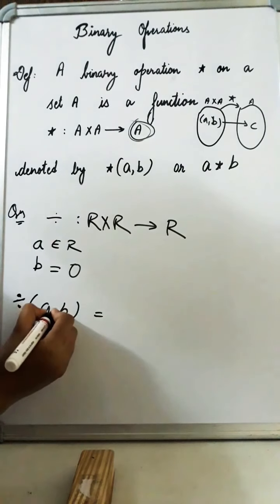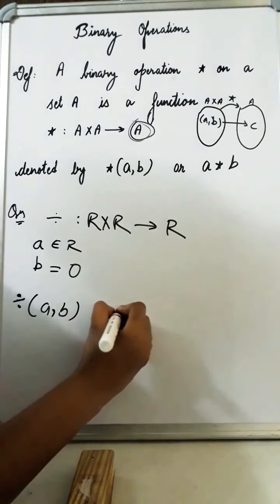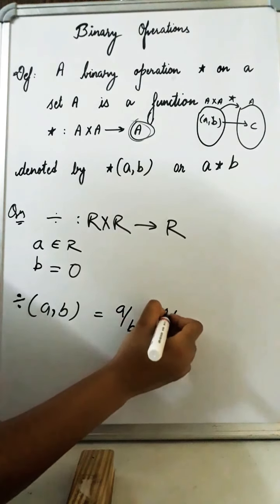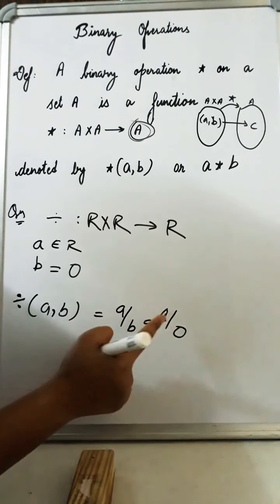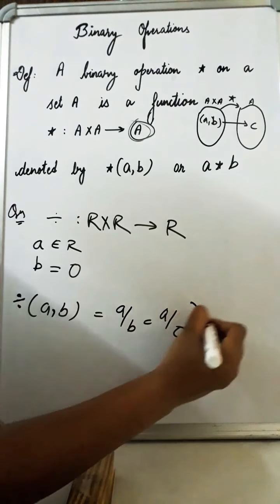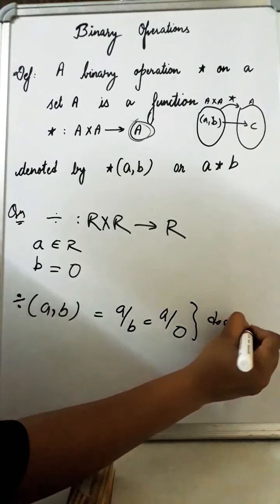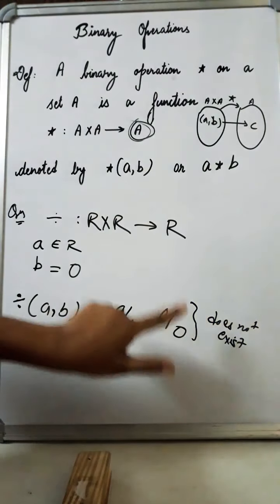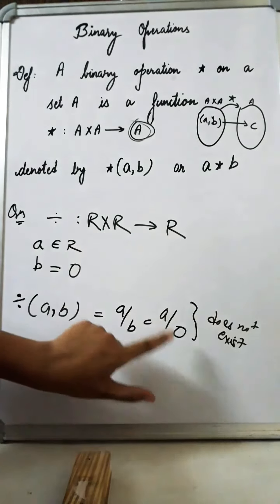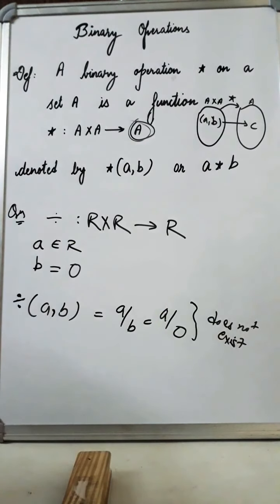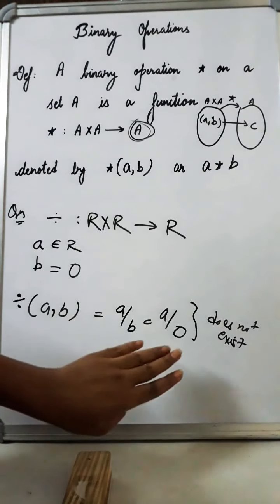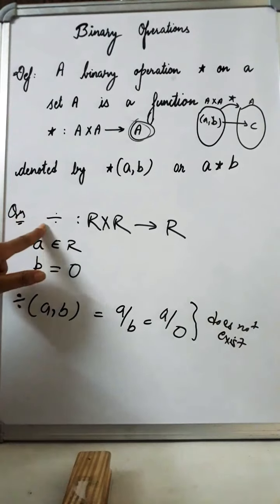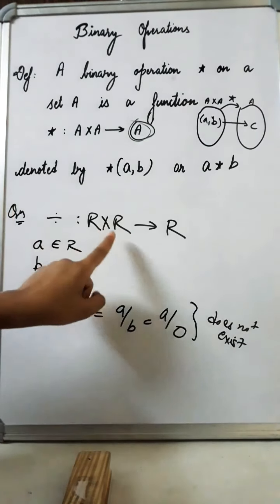Division operated on A comma B, this ordered pair. What are we going to get? A divided by B, right? Which is A divided by 0. You know any number is not divisible by 0, so this value does not exist. That means this value does not belong to the real numbers. A by 0 is basically what we call infinity. But you understand that A divided by 0 does not belong to R. So division is not a binary operation on the real number set.